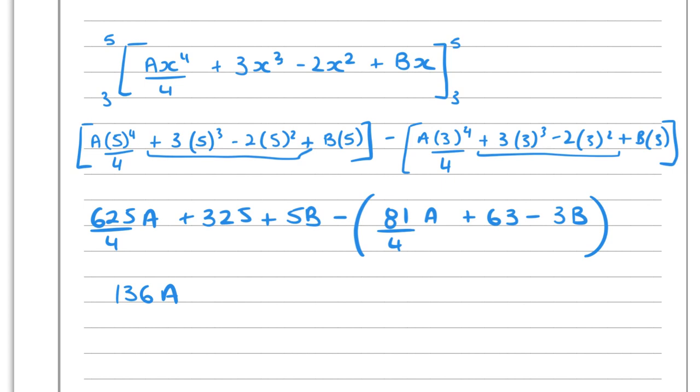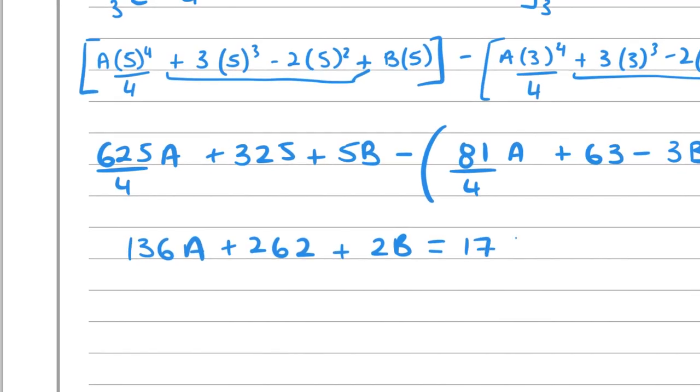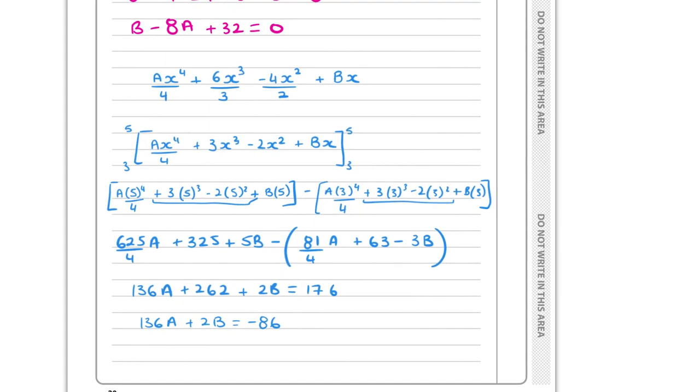325 minus 63 is 262, and then plus 5b minus 3b is 2b. Now remember, this equaled something, didn't it? What did it equal? 176. Okay, so I'm going to have 136a plus 2b equals 176 minus my answer. I get minus 86.